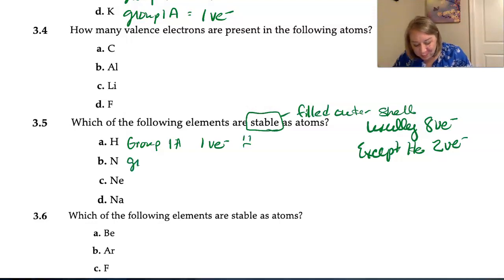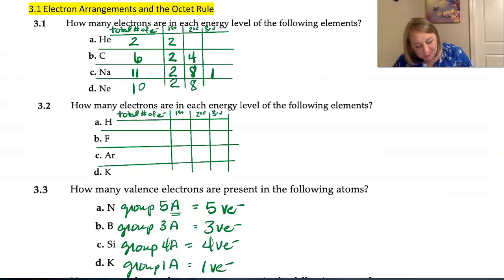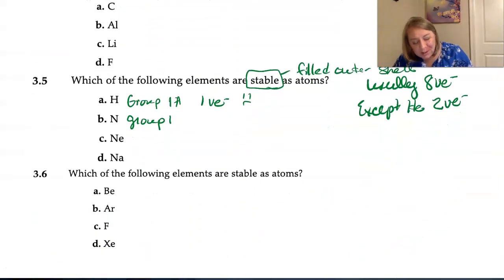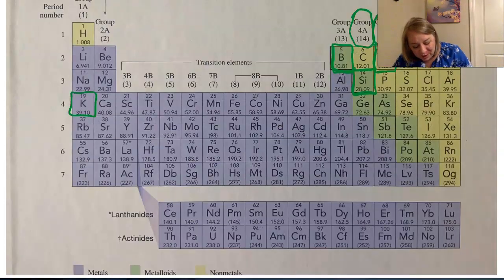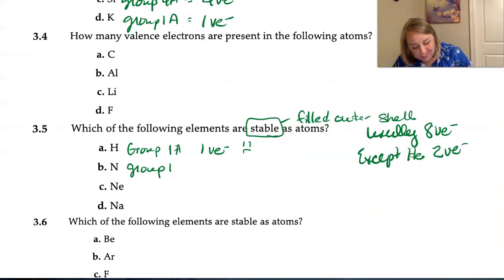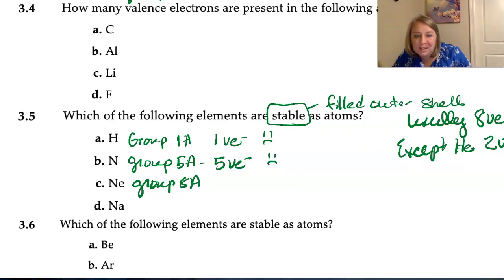Neon. Neon is group. I want to come back and show you. Am I doing neon? No, I'm doing nitrogen. Neon's the next one. We already did nitrogen. We said nitrogen is 5A. Neon's in 8A. So let's go and write those. Group 5A, group 8A. So if you're nitrogen and you're in group 5A, you have 5 valence electrons. Is that a complete octet? Nope, not stable.